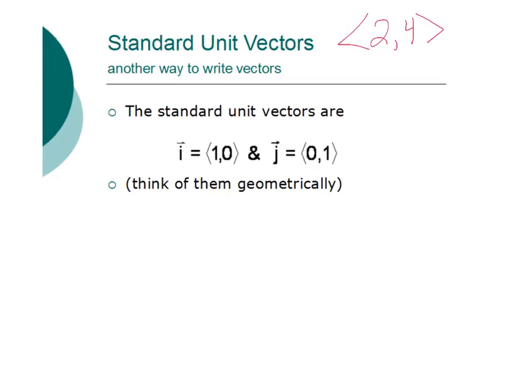Here they are. The standard unit vectors, we call one of them i, and it's the one that has a terminal point at 1, 0. Think about where that is. Over 1, up 0. Oh, that's just this vector right here. And it's 1 unit long because I went over 1. That's vector i. Vector j goes over 0, up 1. Okay, so that's 1 unit long. Those are unit vectors. They're the standard ones because they're the easy ones.